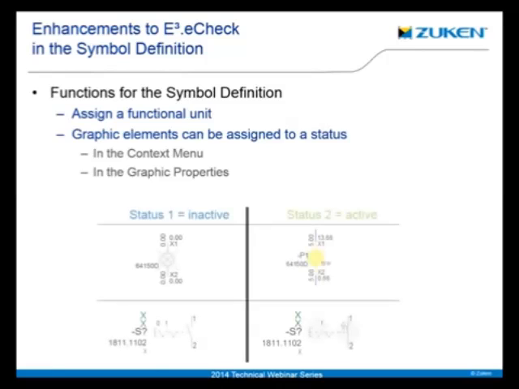We have implemented additional functions for the symbol definition. There is a new function to assign a functional unit to a symbol, and it's possible to assign graphic elements to current states. This allows showing the current state in the schematic. Here we see two examples with status inactive and status active, and for a better overview, the changes in the graphic can additionally be marked with a filled gray circle.